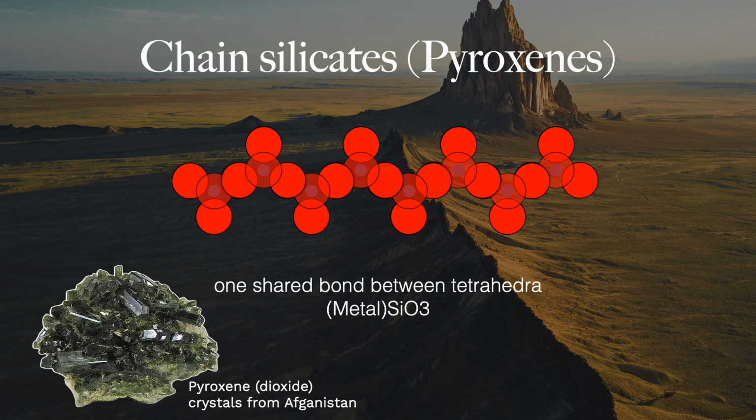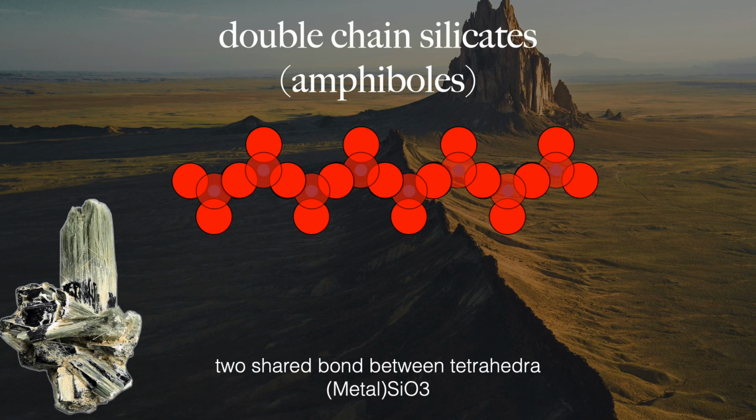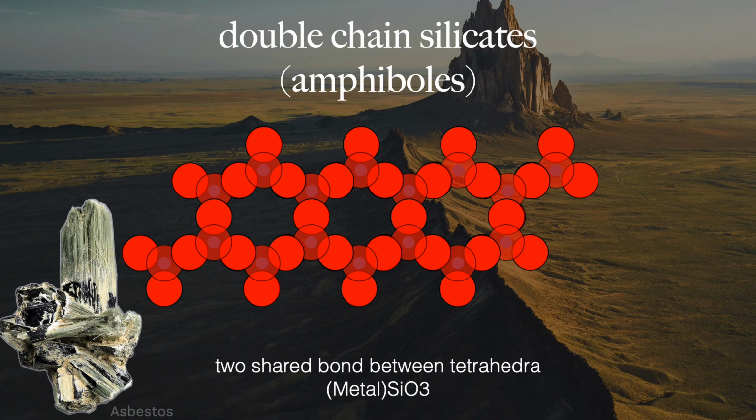Okay, so we have this chain of silicates. Whenever we connect another chain to it at the bottom, it creates our double chain silicates, or our amphiboles. Here's our first chain. Right here, we connect our second chain, and that shows us that we now have two shared bonds between our tetrahedra and our metal form of our SiO3. An example you may be familiar with of a double chain silicate is asbestos, which is shown here on the left.